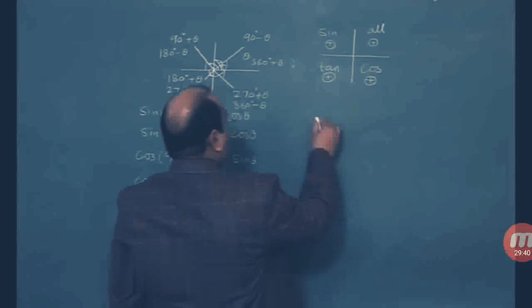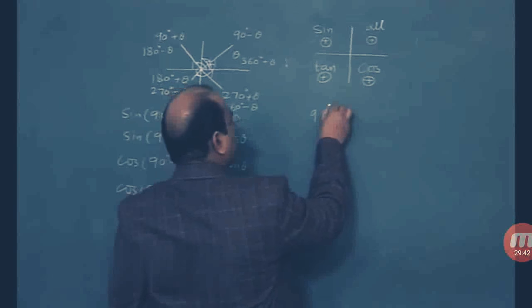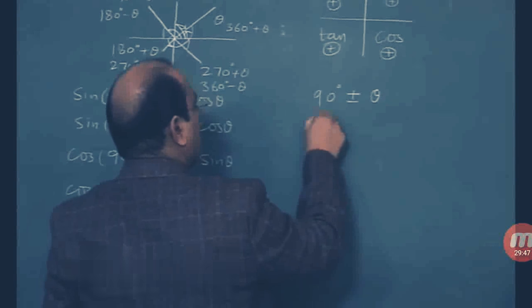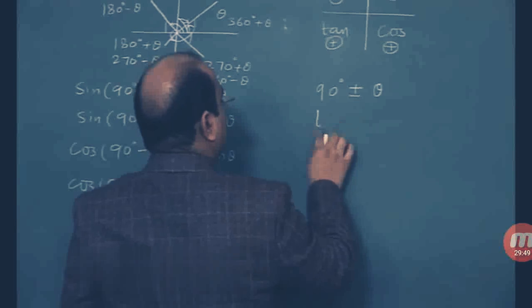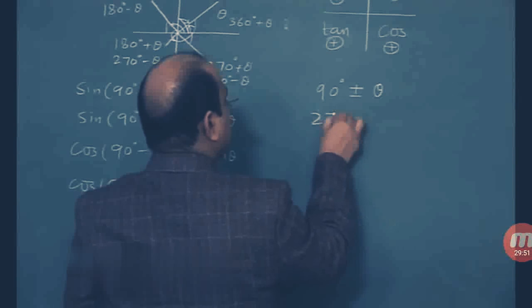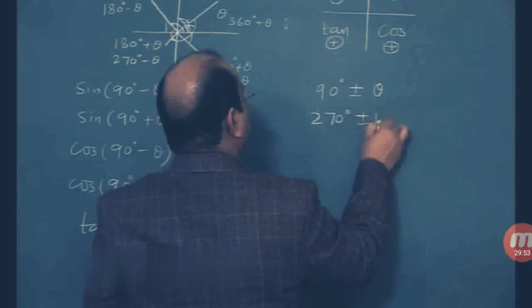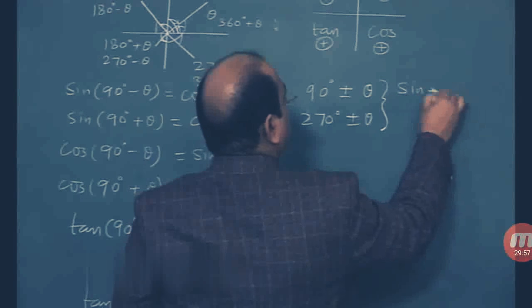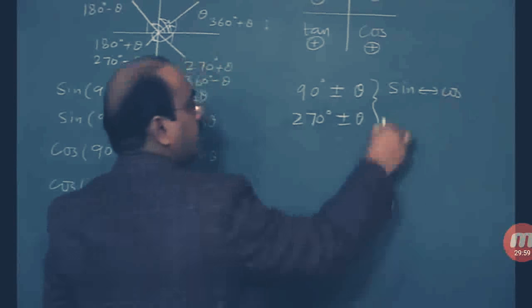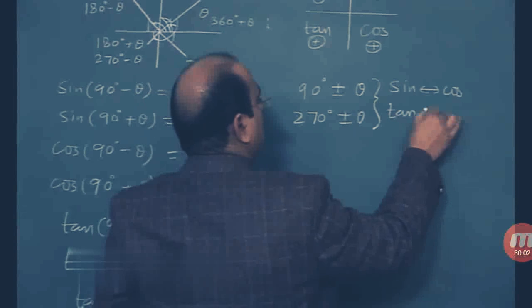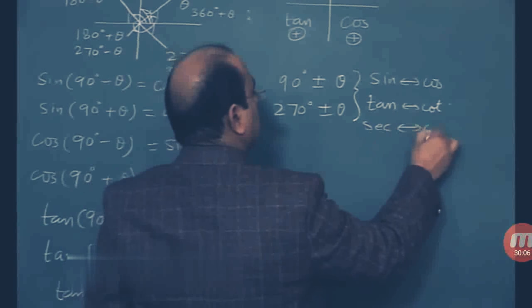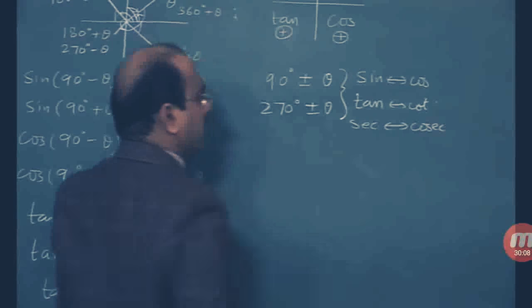Now, about the changes, whether to change sine into cos or cos into sine or not. Actually, if the angle is with 90 or 270, then we have to change. Sine converts into cos and cos converts into sine. Tan converts into cot and cot converts into tan. Sec converts into cosec and cosec into sec.